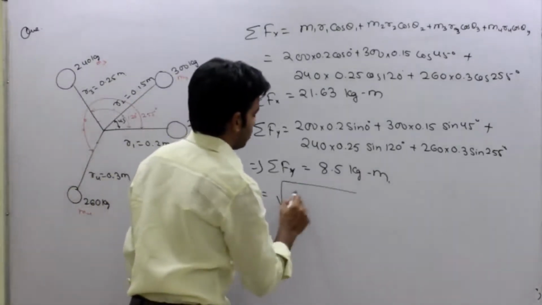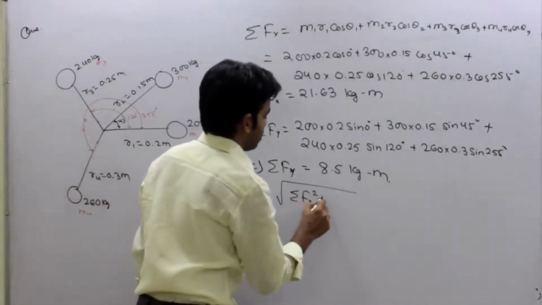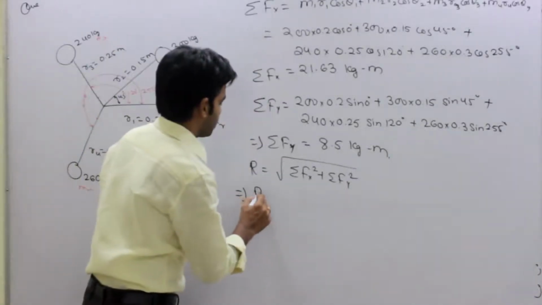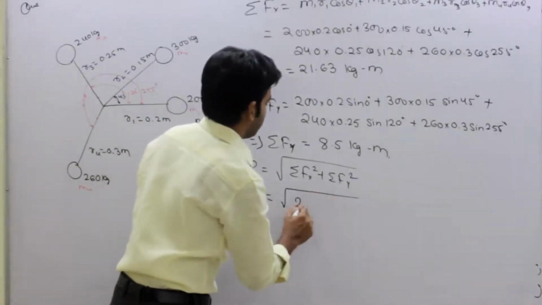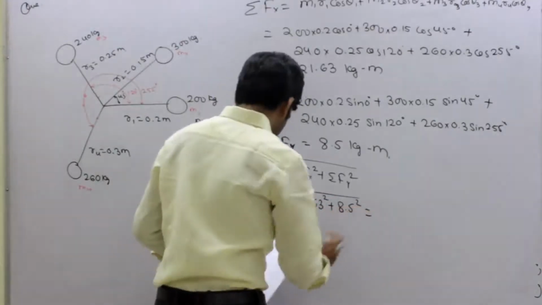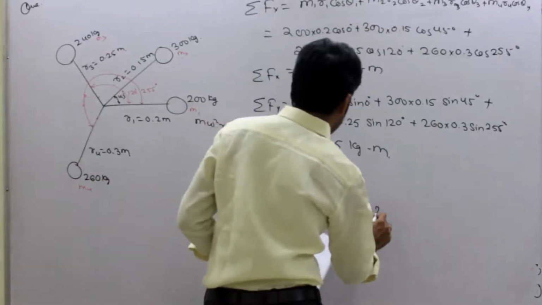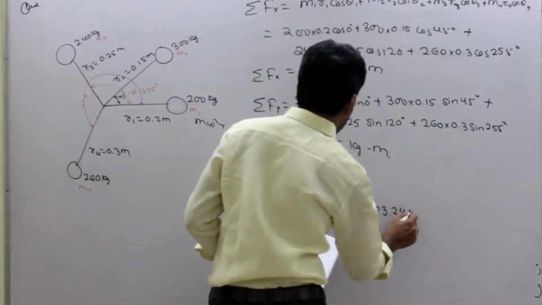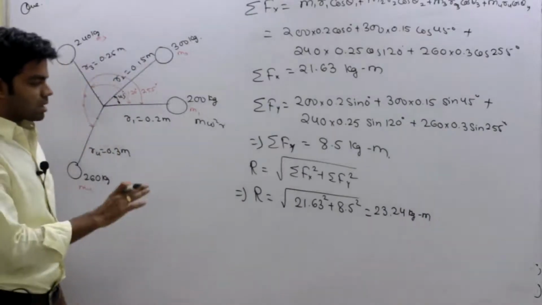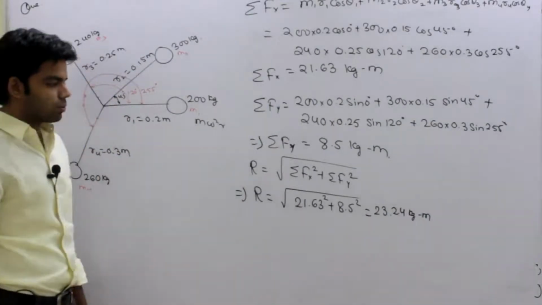So resultant will be equal to what? As we know, under root of summation of Fx square plus summation of Fy square. So this resultant mass R is equal to under root of 21.63 square plus 8.5 square. From here we will get this as 23.24 kg meter. Getting this? So this is the resultant of unbalanced forces.